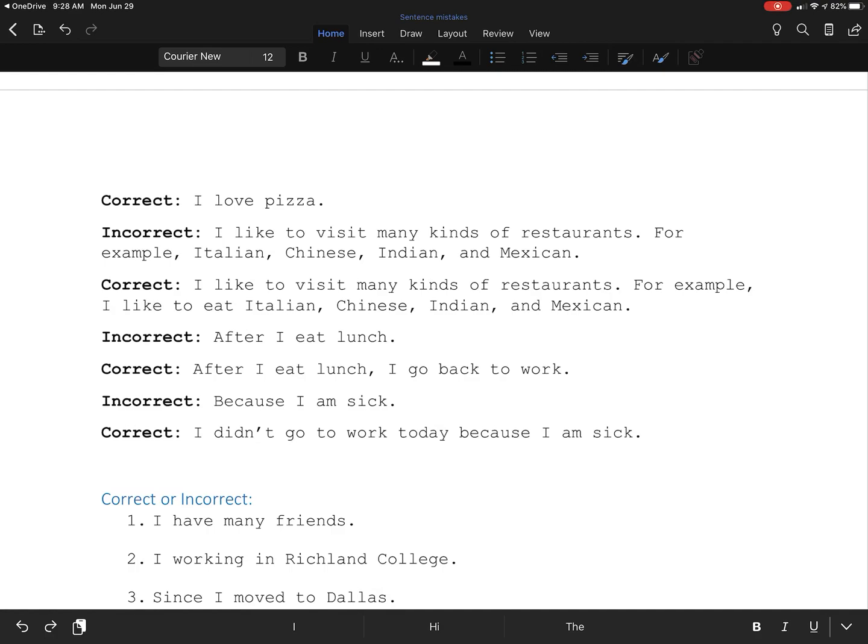It's better to say, for example, I like to eat Italian, Chinese, Indian, and Mexican. So even when we say, for example, don't forget the subject and the verb.